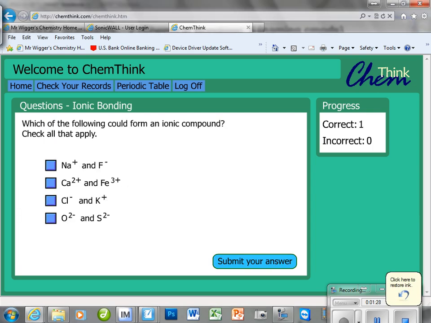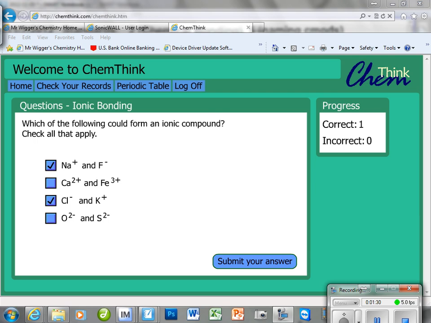And now let's look at this guy. Okay, on this question, they want you to know that if we have a positive and a negative, we will be able to form an ion. A positive ion is formed when the atom loses electrons, and on that first one, where it says Na plus and F minus, sodium is a metal, and fluoride is a nonmetal. So a metal with a nonmetal is always going to form an ionic compound.